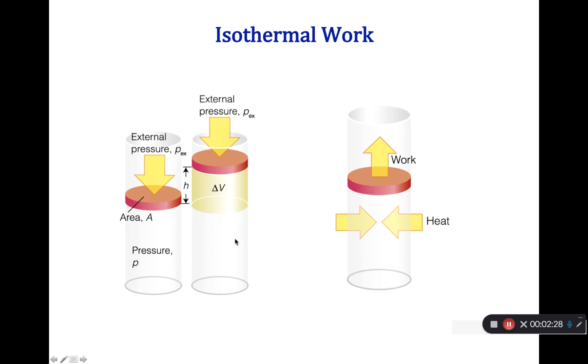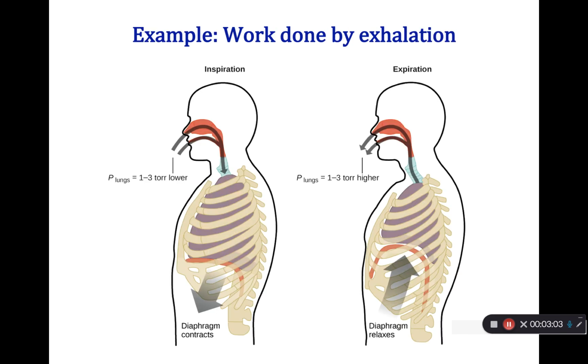If the work is being done isothermally, so look at the image on the right hand side, then there is no change in the internal energy, which depends on temperature for an ideal gas, and therefore heat flows into the system. And you can calculate this from the first law, which says delta U equals Q plus W. Since delta U is equal to 0, Q must be equal to minus W. The system is doing work, so W is negative. That means Q is positive, which means heat is flowing into the system.